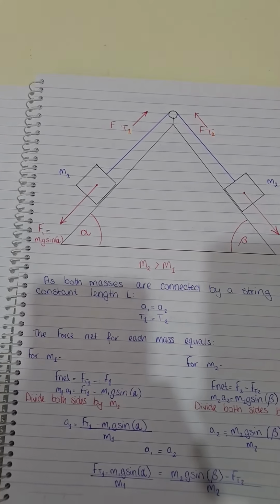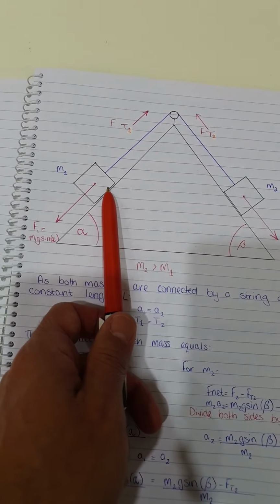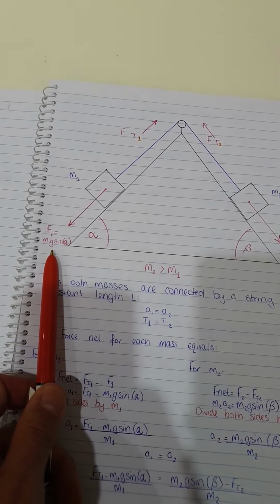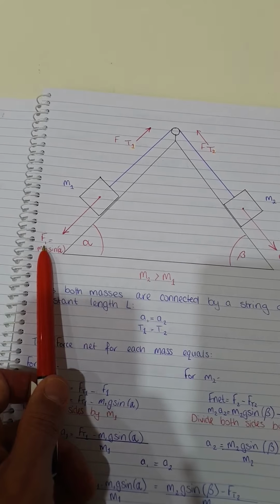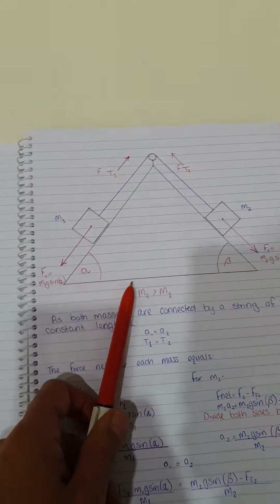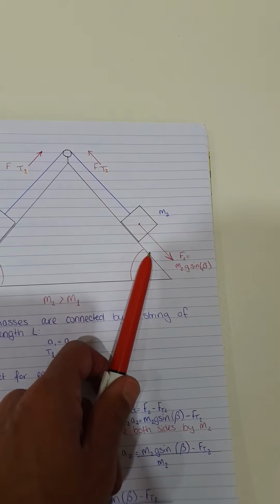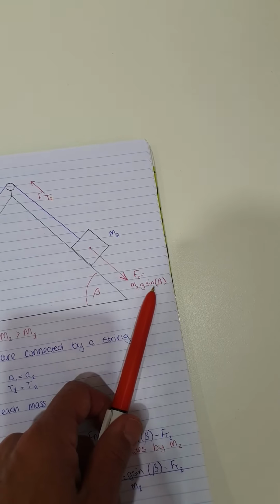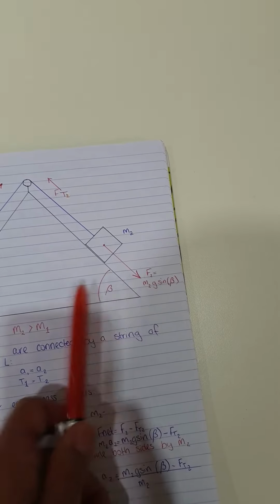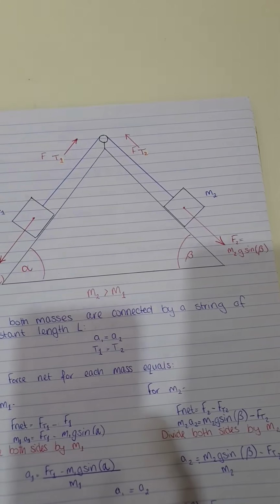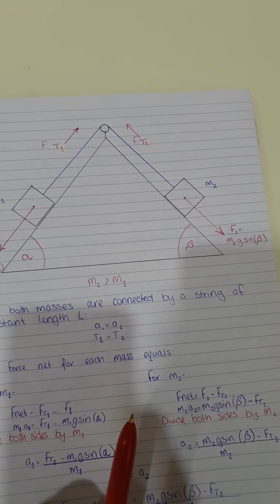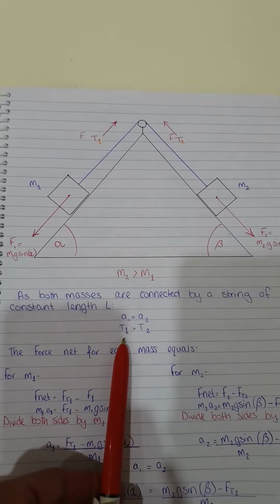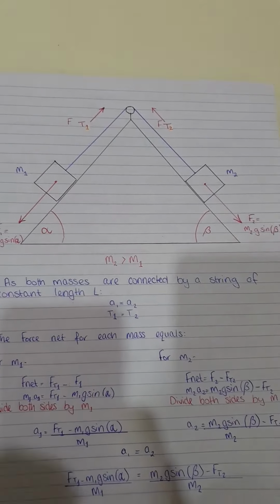From this force diagram, we can see that the force trying to pull mass number 1 down the slope is equal to m1 times g times sine of alpha, which I've denoted here as F1. And the force trying to pull mass number 2 down the slope is equal to m2 times g times sine beta, which I've denoted here as F2. And as I've already mentioned, both these masses are connected together by a string, so our acceleration for both blocks will be equal, and the string tension for both blocks will also be equal.